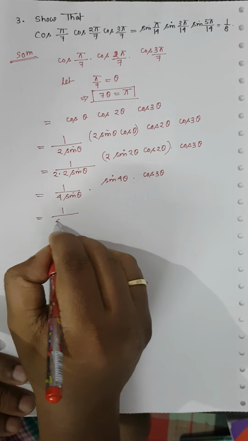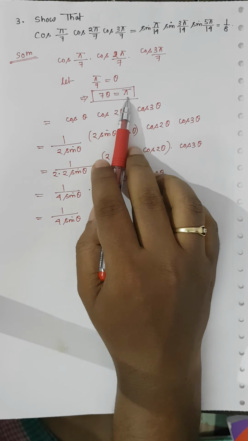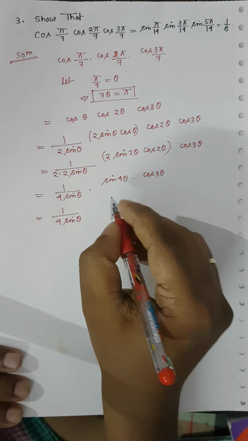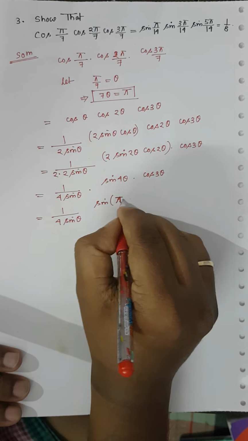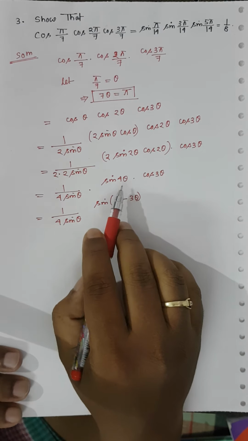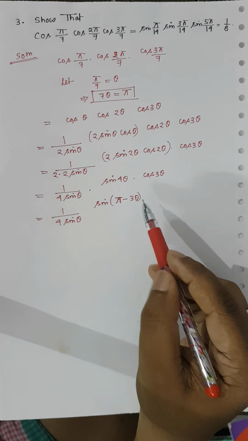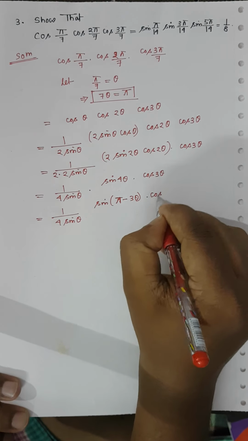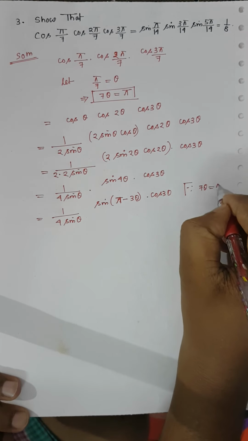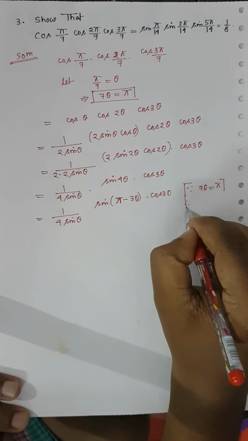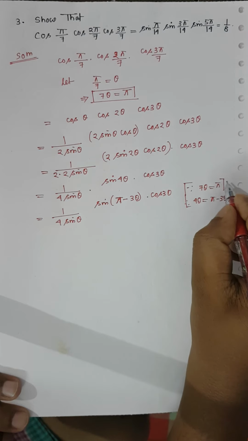This is 1 by 4 sin theta. We know 7 theta is equal to pi, so I can write 4 theta is equal to pi minus 3 theta. This is cos thrice theta. Since 7 theta is equal to pi, therefore 4 theta is equal to pi minus 3 theta. I can use this step.